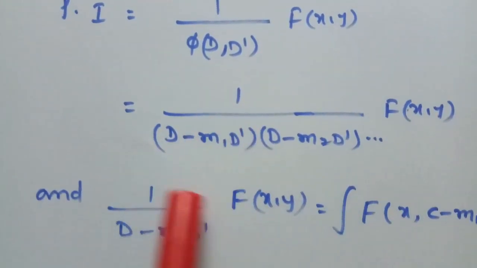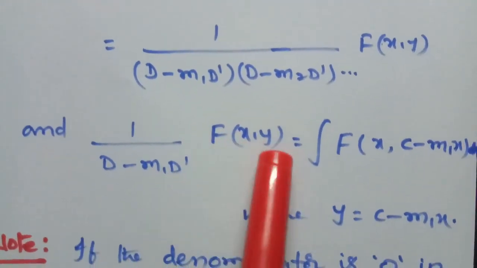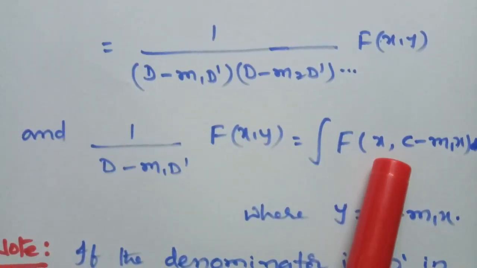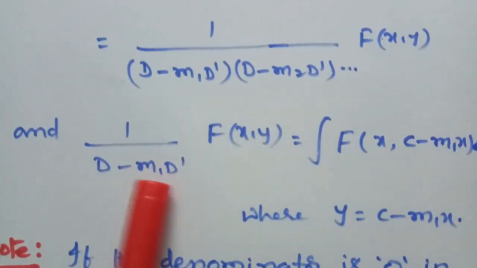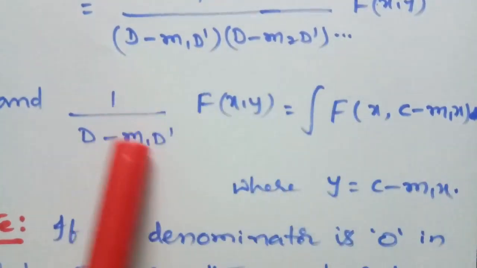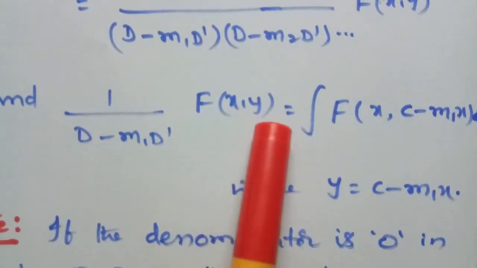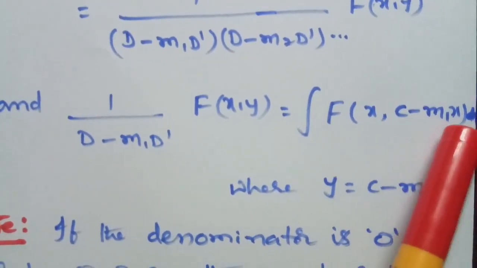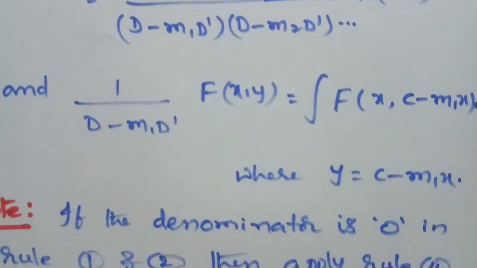Therefore, what is the formula for this one? 1 by D minus m1 into D dash into f of x comma y is equal to integration of f of x comma y can be replaced by c minus m1x. C minus m1x, where y is equal to c minus m1x. So we can integrate. So D minus m2 D dash of f of x comma y is equal to f of x comma c minus m2x into dx, where y is equal to c minus m2 into x.